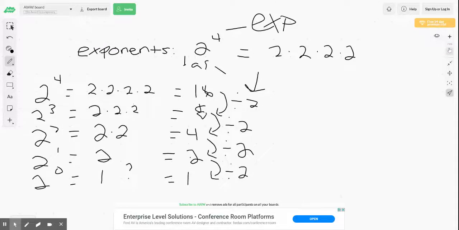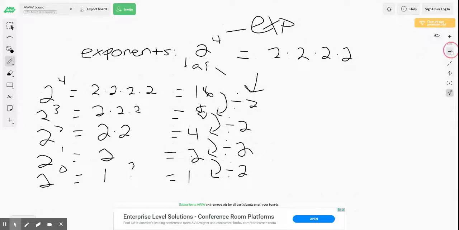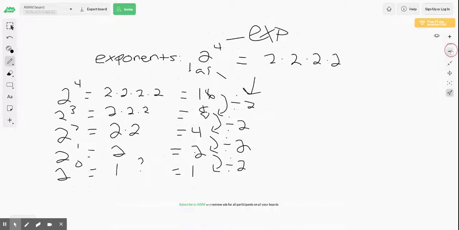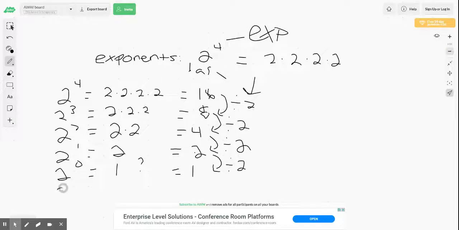Well, how would I do 2 raised to the negative 1 power? Well, my rule says that I'm dividing by 2. And 1 divided by 2 is a half. So if I have a negative power, let's notice where that 2 goes. That 2 goes in the denominator, and I only have one of those 2, so I'm going to give it an exponent of 1.